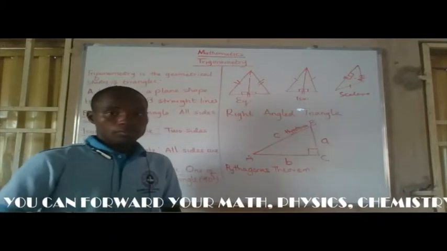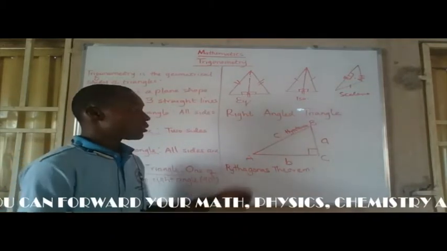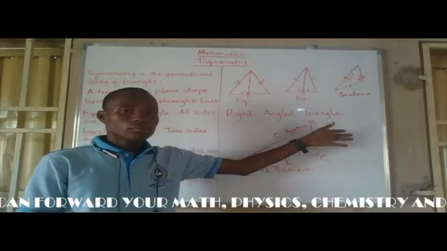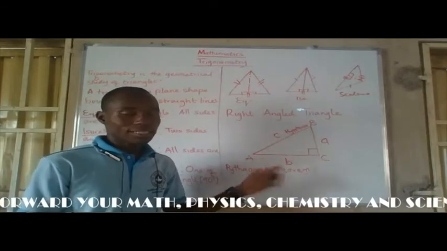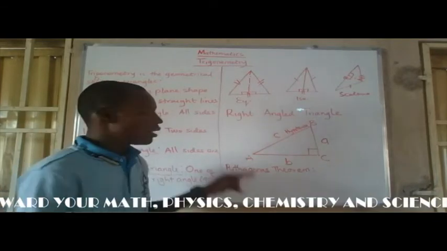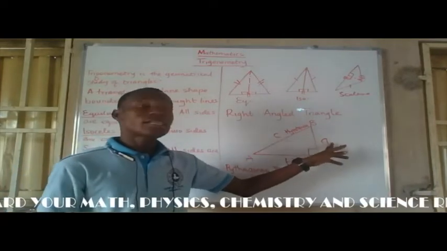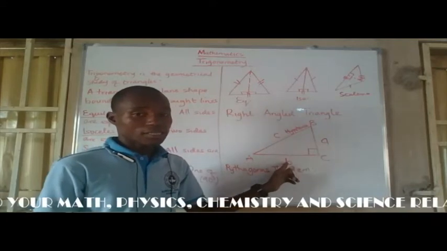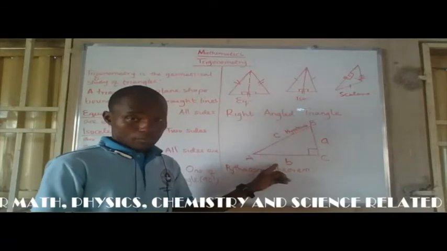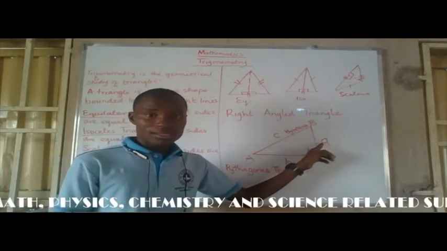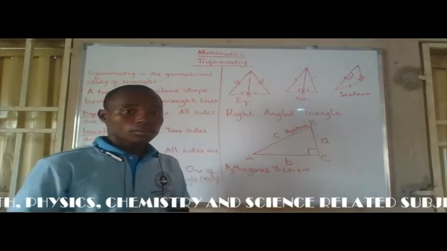Okay, please don't be stereotypical. This side is not always opposite, and this side is not always adjacent. It depends on the angle you're considering. If I'm considering A, then this side is opposite and this side is adjacent. If I'm considering B, then this side is opposite, this side is adjacent. It depends on the direction you're considering.